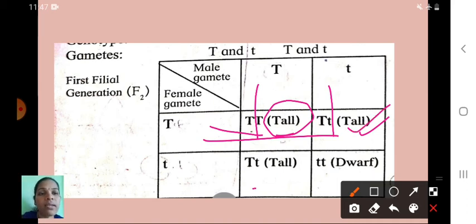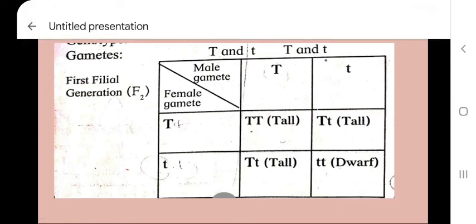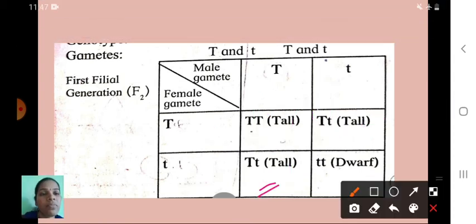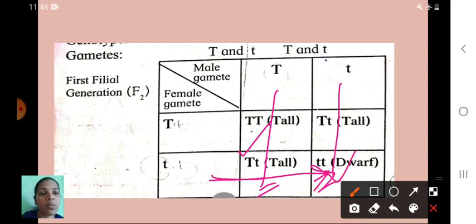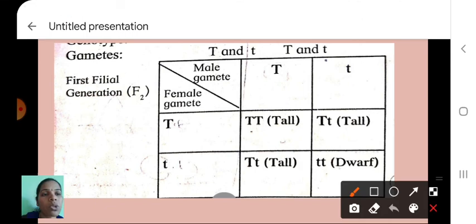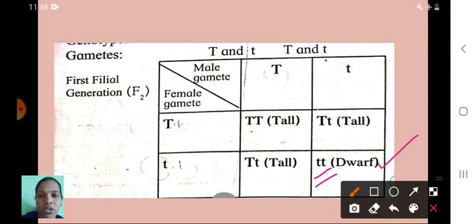Understood? And here what will come? Yes, this one and this one. See here, what will come? This, that means capital letter T, small letter t. Phenotype, can you say? Here the dominant characteristic is there, so tall is exposed. And here what will come? This small t, this small t. That means 2 small t, what is the phenotype? Dwarf. So 3 tall and 1 dwarf.